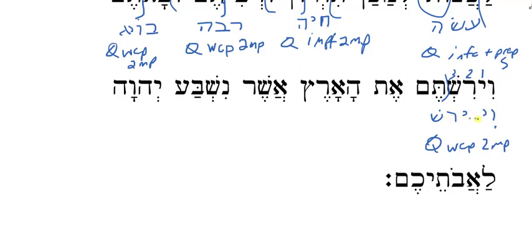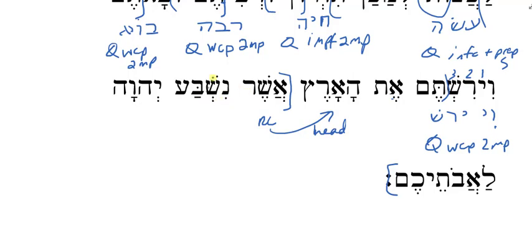So in order that you may possess, in keeping with the sequence of other WCP forms that we had, that you may live, and that you may multiply or increase, that you may go in, and that you may possess. Et haaretz, direct object, possess the land. Asher, here's my relative clause, which nishba Adonai la'avotechem. Relative clause ends over here. What is it modifying? The relative clause has as its head the land. Okay, that's what's being modified by it.